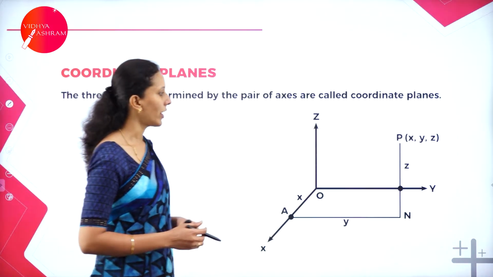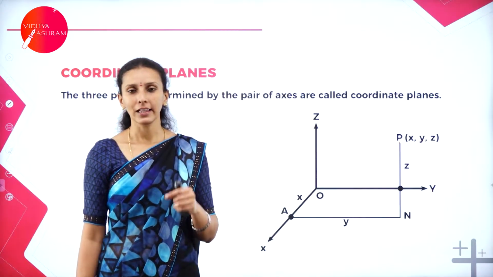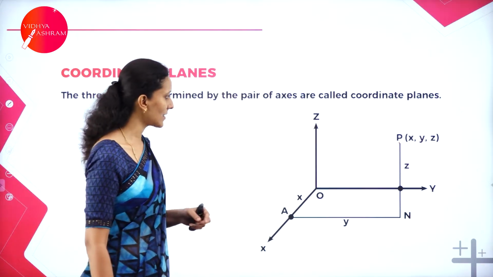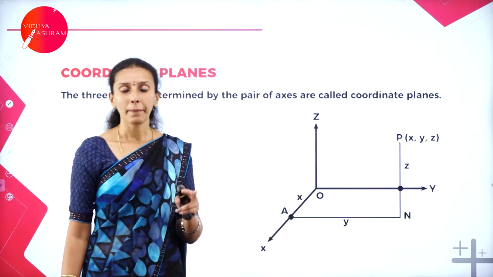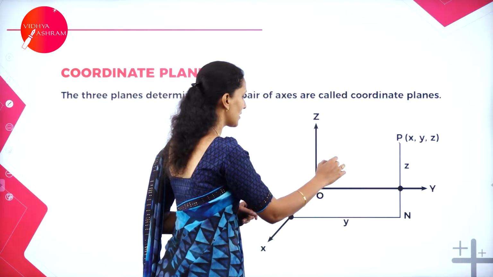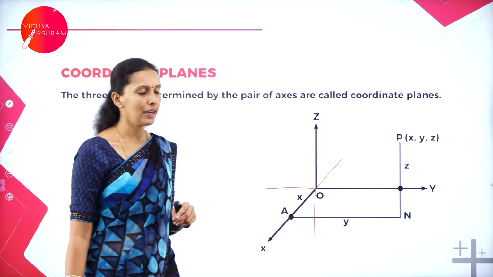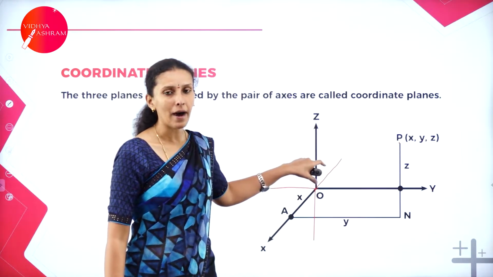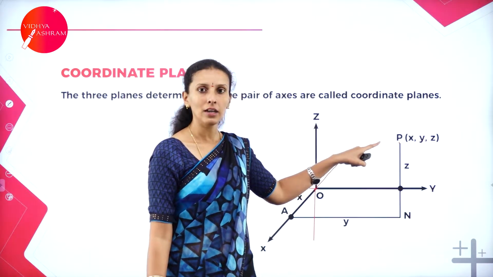Now here is a point P, which I have taken in the form of three-dimensional axes. All these x, y, z axes are perpendicular to each other. You can extend the x-axis here also, the y-axis this side and the z-axis this side. Here I have just taken a part of the x, y, z axes. I have marked a point on the plane.